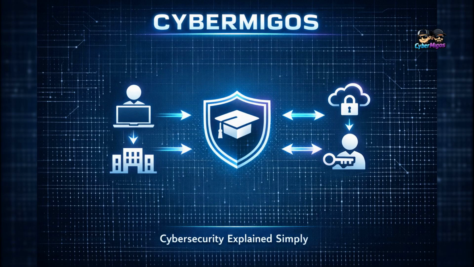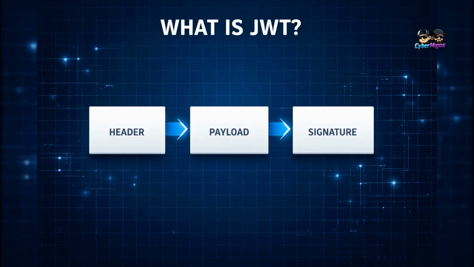CyberMigos, cybersecurity explained simply. A JSON Web Token, or JWT, is a compact token format used to securely transmit information between systems. JWTs are commonly used in authentication systems and APIs to prove a user's identity.